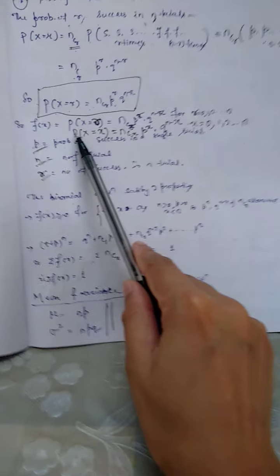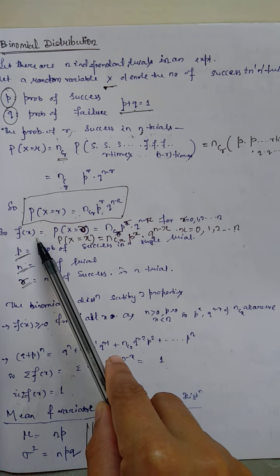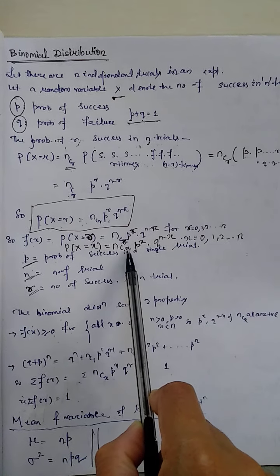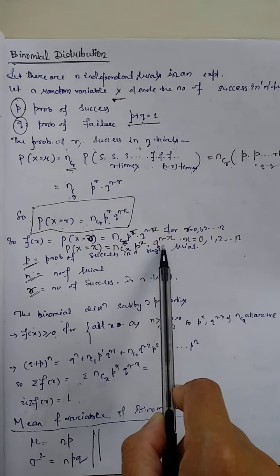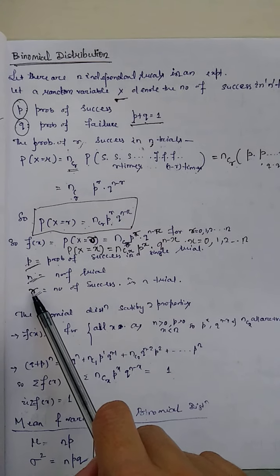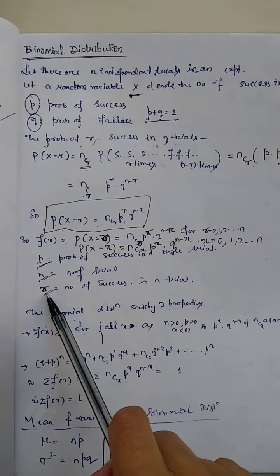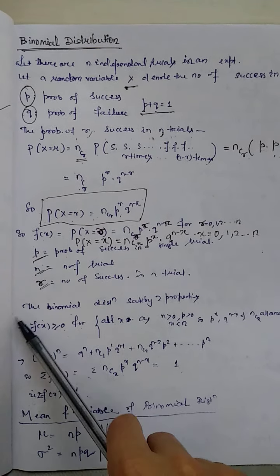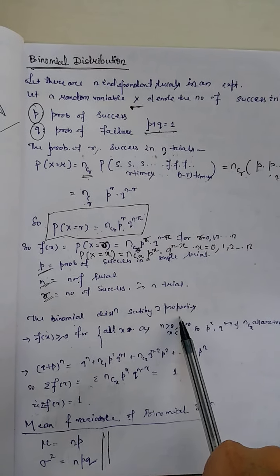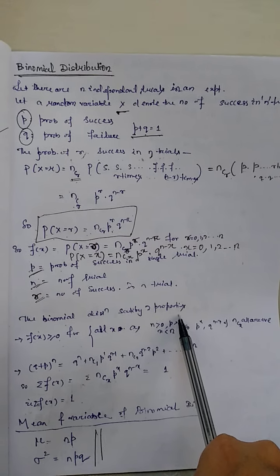Now we consider this as a function, f of x is equal to probability of x equal to x, nCx p to the power x, q to the power n minus x, where these are the variables that you know, p, n, r. p is your probability of success, n is your number of trials, and r is your number of successes in n trials. Now, binomial distribution is a discrete distribution, that I have previously told you.